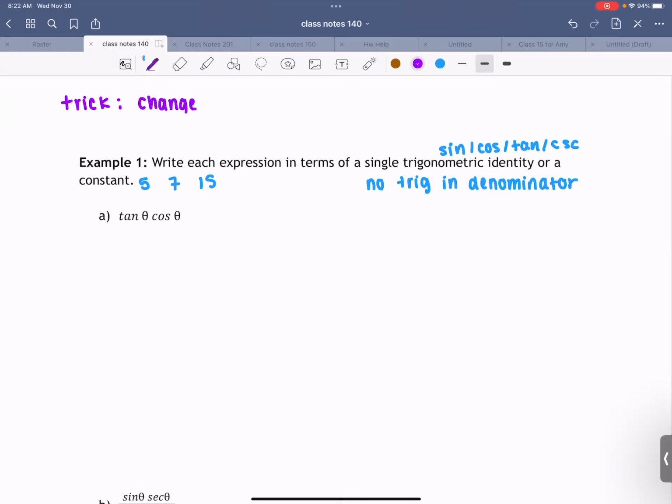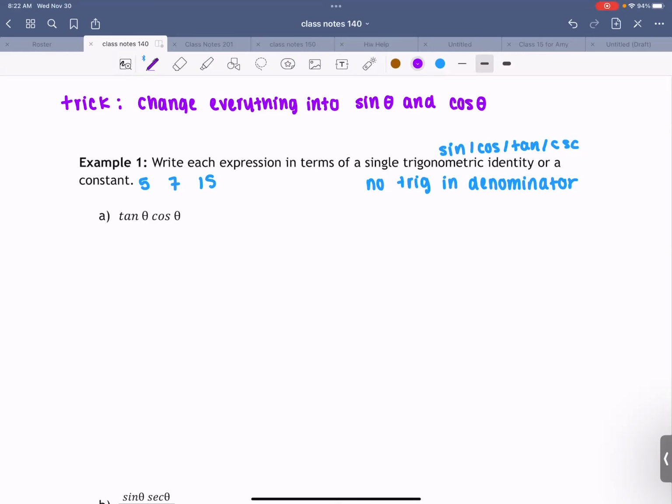Change everything into sine and cosine. Okay, and the reason we do this is because there's a lot of identities involving sine and cosine, not so much the other ones, okay? And when we do this, we're able to reduce everything into 2 things that we know, and normally things kind of cancel out when we do this, okay? So this is going to be our trick, and it's going to make things a little bit easier for us to figure out what to do at each step.